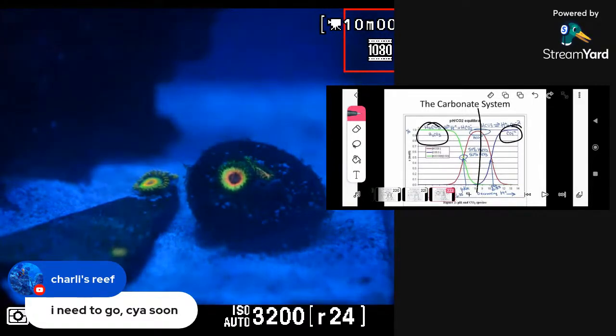I'm just going to let the tank roll out for a little bit so you guys can observe the zoas.